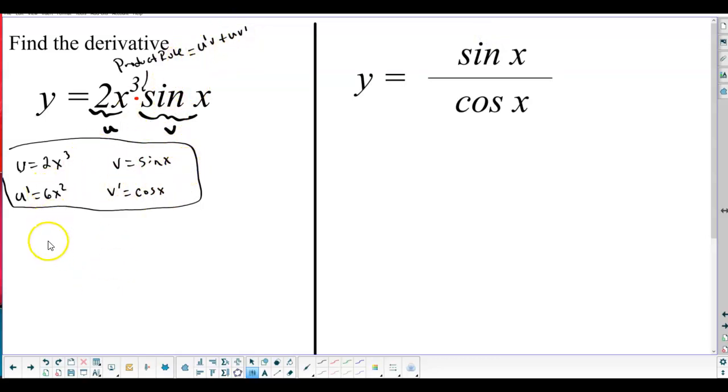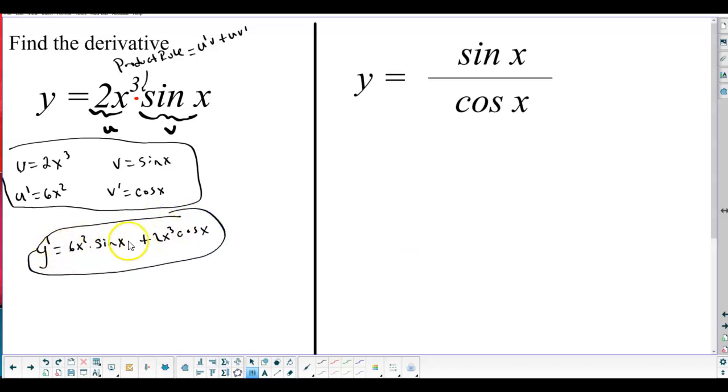U prime is 6x squared, and we're going to multiply that by v. You can see u prime times v, which is sine of x, plus u times v prime. So what was u? U was 2x to the third times cosine of x. And that's as far as I'd go.